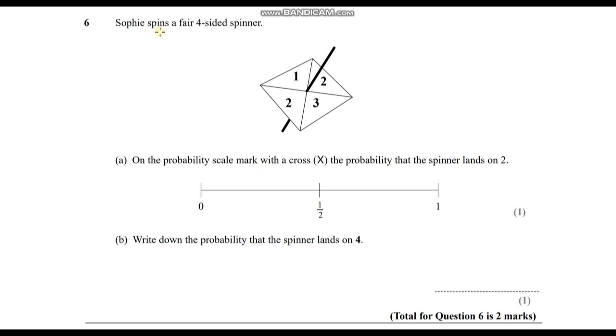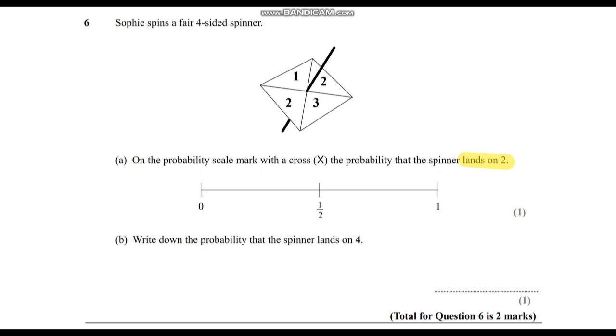Question 6. Sophie spins a fair 4-sided spinner. So we've got a 4-sided spinner here. Each of these sections is the same because it's fair. On the probability scale, mark with an X the probability that the spinner lands on a 2.